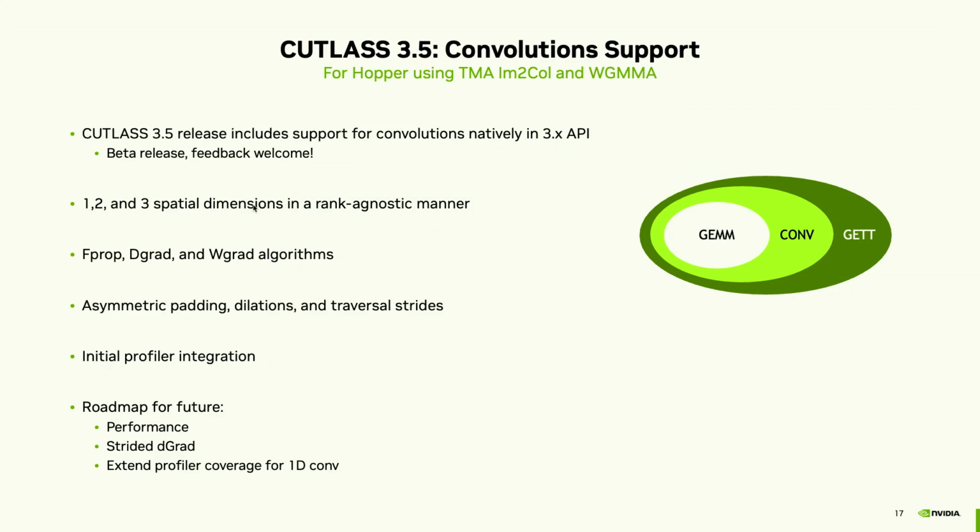So in summary, what we have in CUTLASS 3.5 with the initial release is a beta API. Feedback is very welcome. Please tell us if you like it, you hate it. And for now, we support 1, 2, and 3 spatial dimensions in a rank-agnostic manner. FPROP, DGRAD, and WGRAD are supported out of the box with asymmetric padding, dilation, and traversal strides. And there's some initial profiler integration for 2D and 3D convolutions. For the roadmap, we're going to greatly improve performance in the next few releases, implement strided DGRAD, and extend profiler coverage to one-dimensional as well.